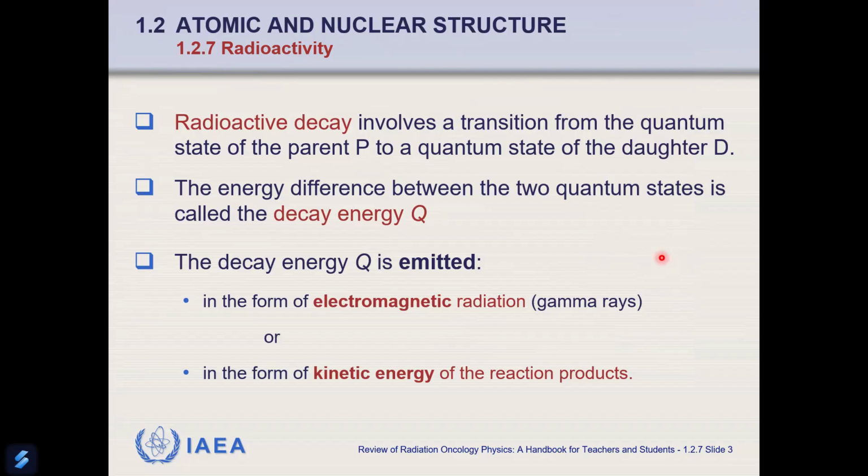All right. Because these are emitted from the nuclear decay, these will not be like X-rays. So these are specifically gamma rays. It can also be emitted in the form of the kinetic energy of the product. So it can either be emitted as gamma ray energy or kinetic energy of the products.